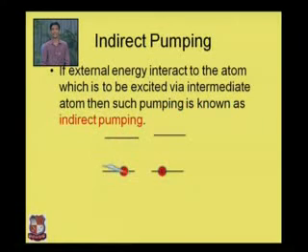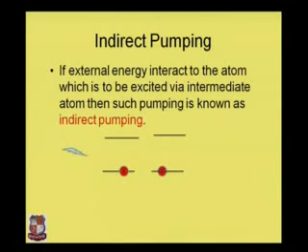Next is indirect pumping. When external energy interacts with the atom which is to be excited via an intermediate atom, such kind of pumping is known as indirect pumping. So here we can see this. Your external photon interacts with atom X, it is excited, and it collides with atom Y and transfers the energy to Y, and now Y is excited. So we use the intermediate atom to excite another atom.